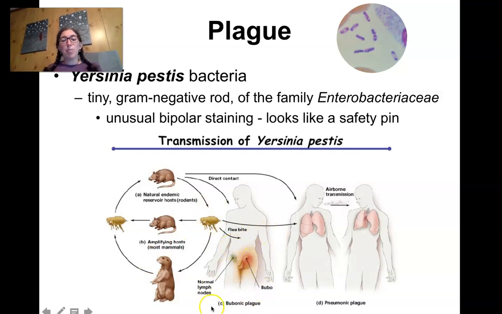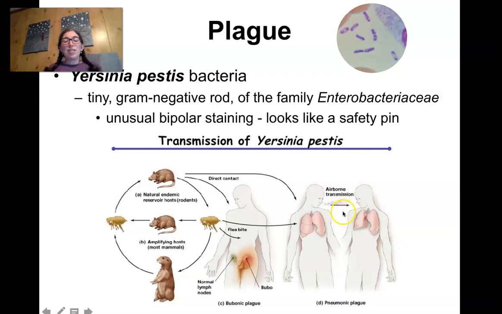One is the bubonic plague, which is when the bacteria infects the lymphatic system and causes lymph swelling. The swollen lymph nodes form these giant swollen lymph nodes, which are called buboes. So this is one showing a swollen lymph node in the groin. That would be a bubo. So that's the bubonic plague, and it also causes swelling of the spleen.